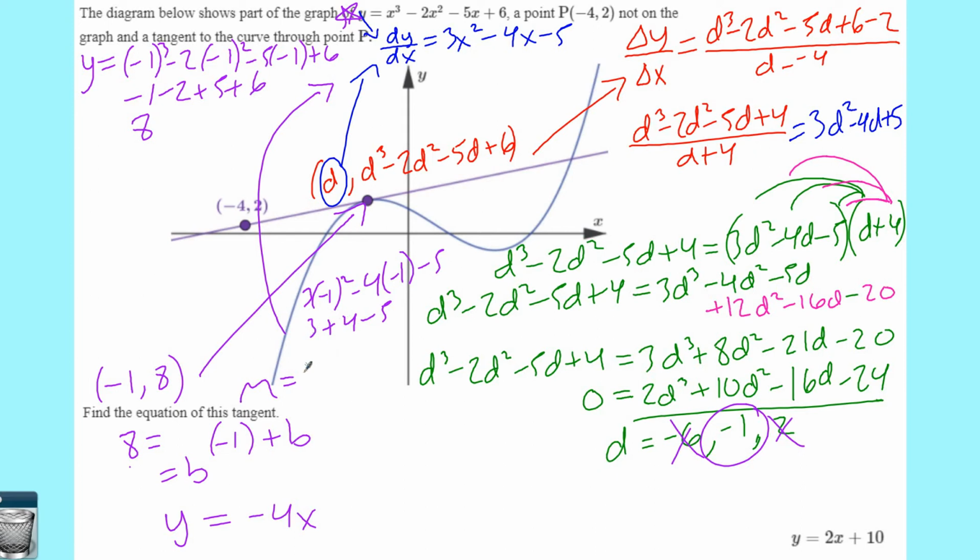So 3 plus 4, okay, so now our slope is 2. So we plug that in. We get b is 10. So now our equation is this.